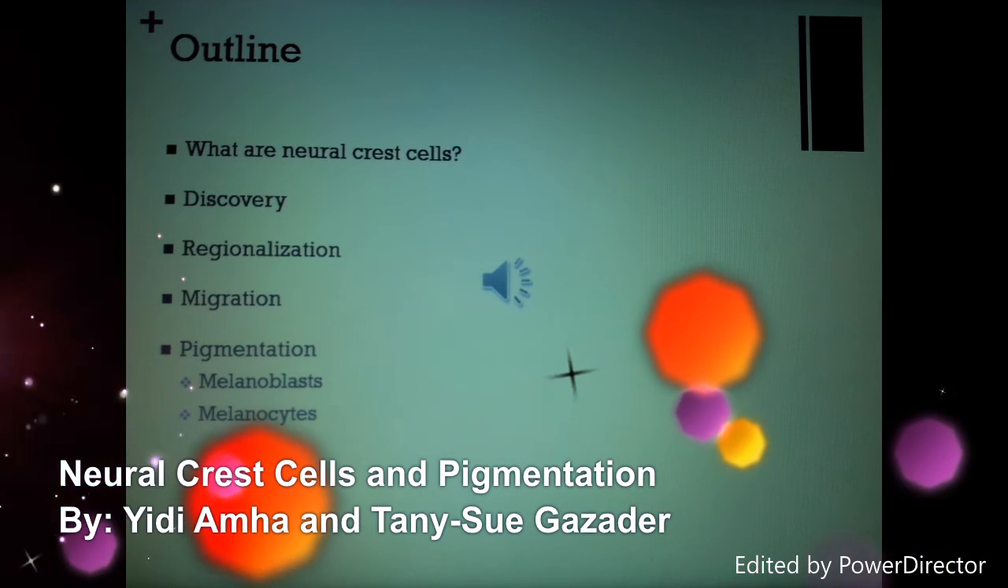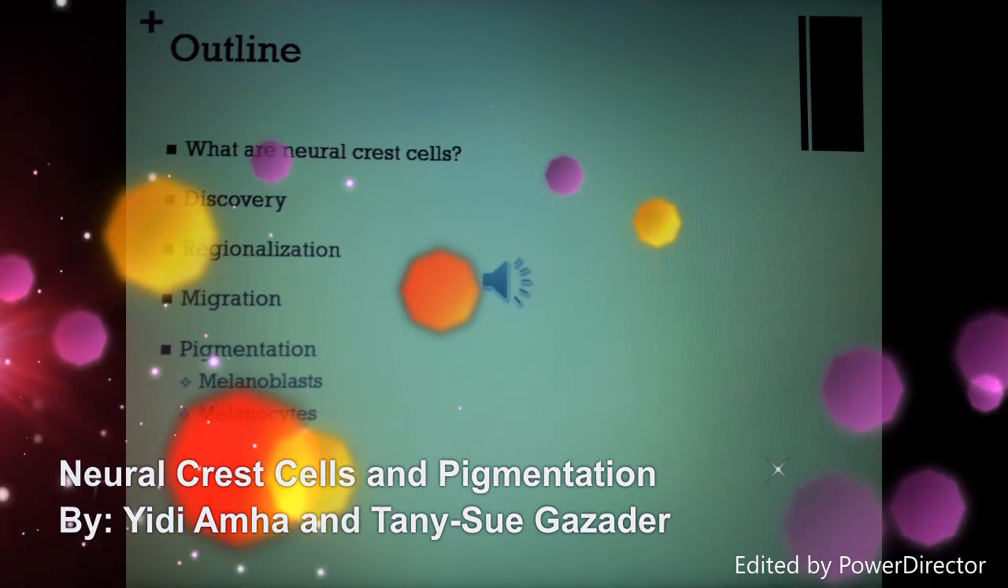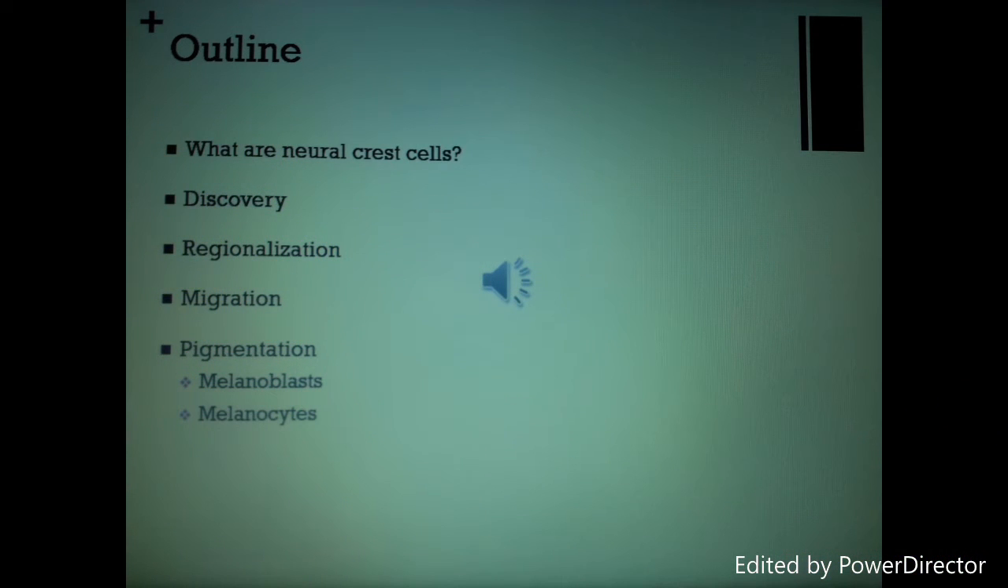Hi, in this video, we're going to be talking about neural crest cells and pigmentation. To understand pigmentation, we first have to explain neural crest cells and their regionalization. And so, we will first discuss the importance of neural crest cells and the mechanisms involved. Then we will talk about who they were discovered by and how. Afterwards, we will examine the four regions that the neural crest cells migrate to and their relation to pigmentation.